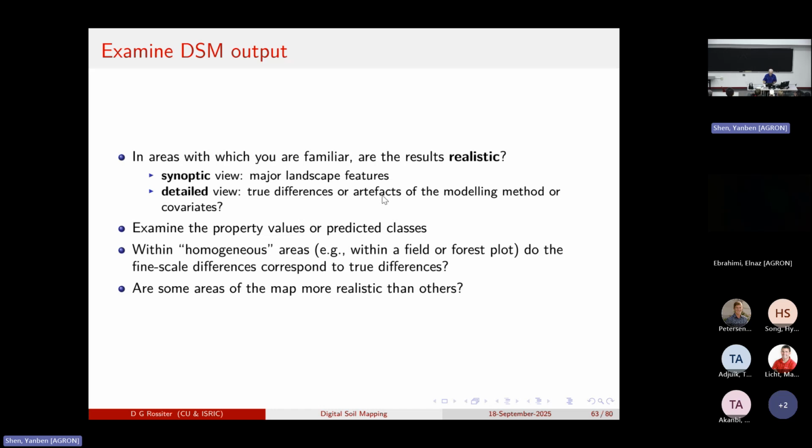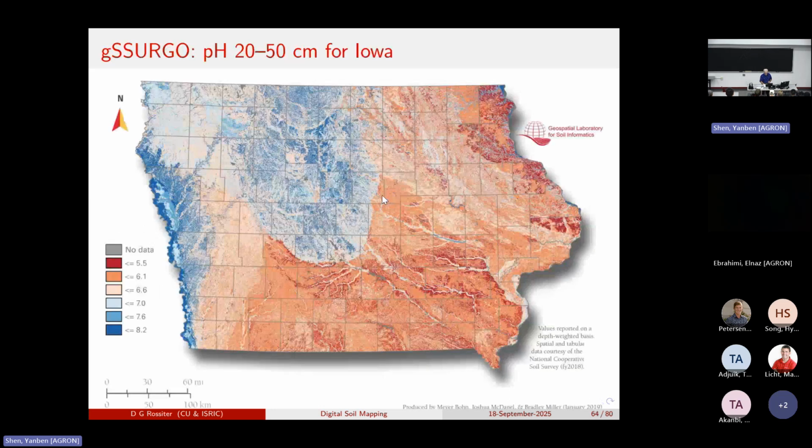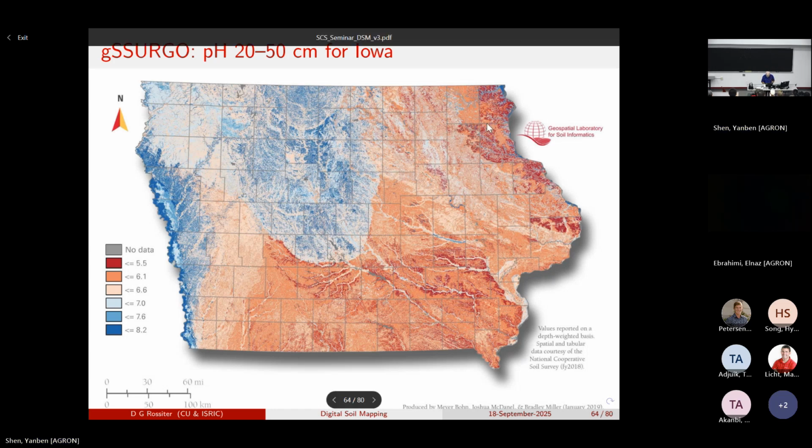Look at the output. In areas which you're familiar, are the results realistic? Look at the big features, look at the small features, get some idea of what you're looking at. I gave an example from Iowa, actually, for this talk, and this is from your excellent lab. This is a pH of the 20-50 centimeter layer compiled from various sources. You wouldn't have this clarity everywhere in the world, but let's imagine you have some idea of this. Here you very clearly see the different hills, the Loess Belt, the Des Moines Till, landscape features you really know. Although, look up here, see the problem with conventional mapping, right? There's a bit of a problem there.